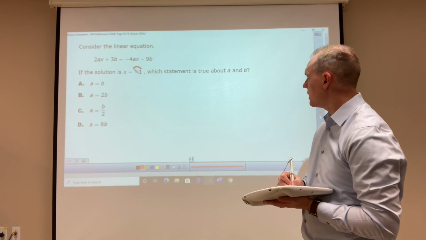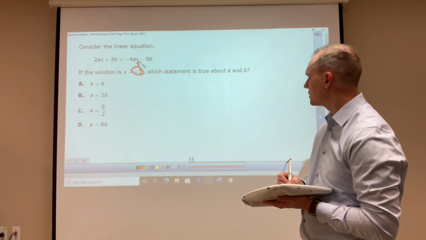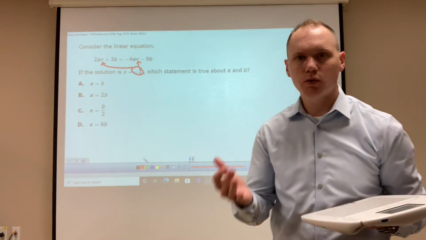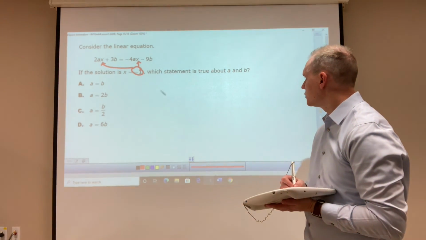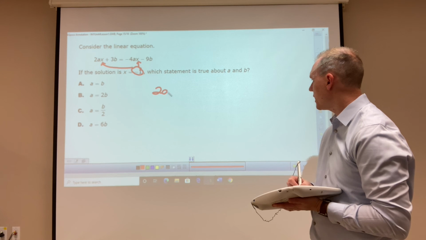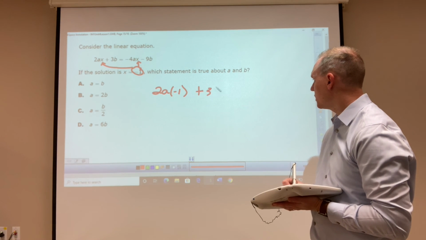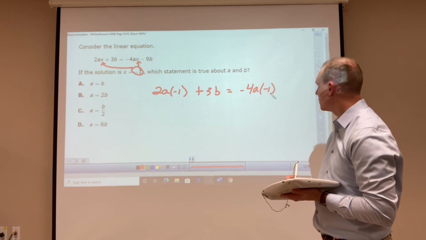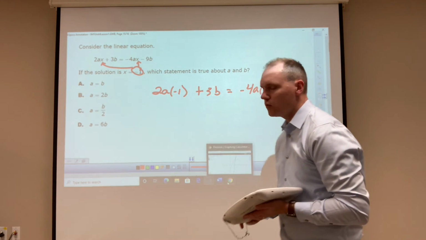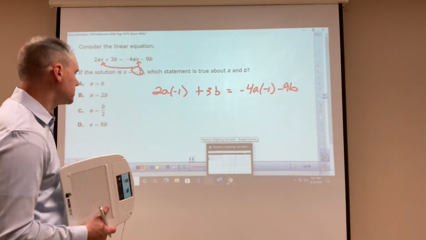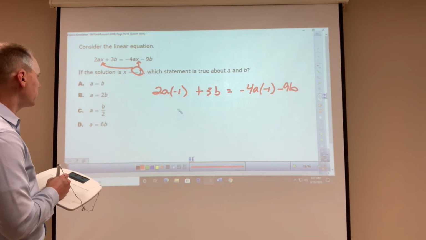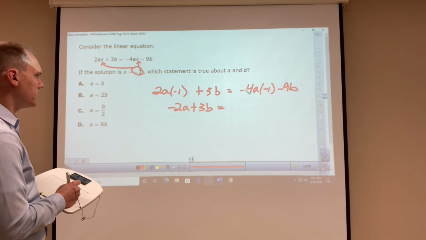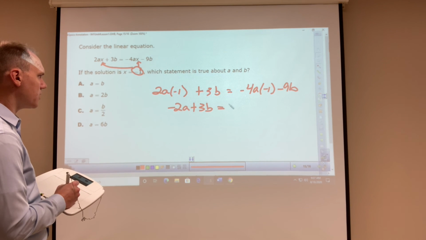So that means if we put -1 in for x, we should get two equivalent quantities on the left and on the right. So if we do that, it'd be 2a times -1 plus 3b equals -4a times -1 minus 9b. And what we need to do here is simplify things. So 2a times -1 is just -2a. And then -4a times -1, a negative times a negative is a positive 4a.